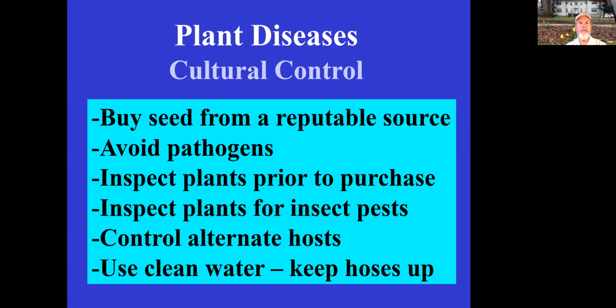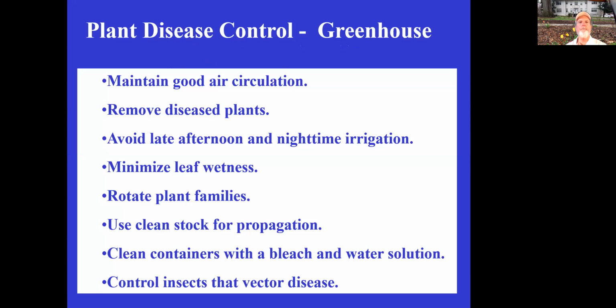If you've got two different things, for instance, if you're trying to grow apples and you've got a lot of cedar, you're going to either spray or, in this case, you want to control an alternate host. And then keep hoses up off the ground, because a lot of times bacteria can be harbored in that hose that's left on the ground.